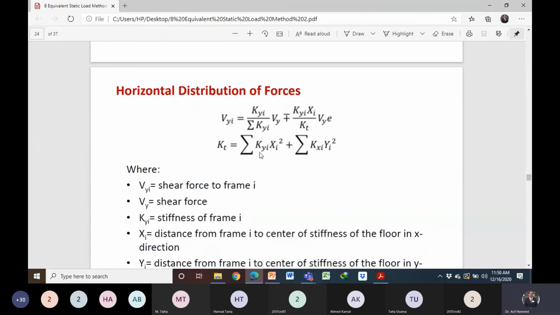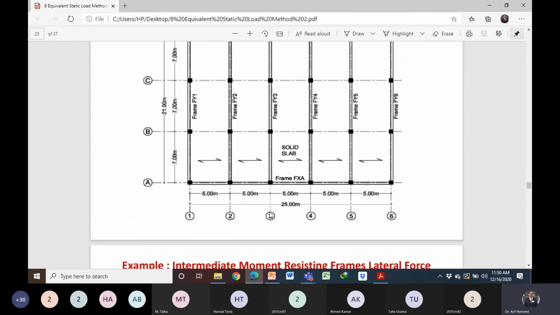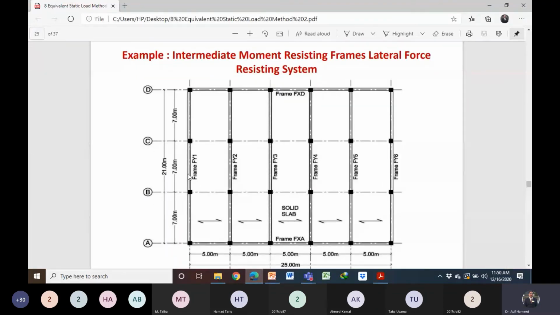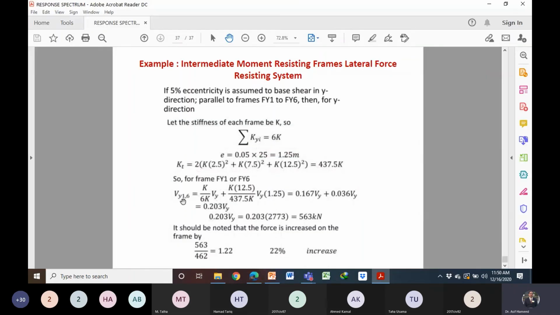This is the summation of the product of the stiffness of each frame and the square of the distance from the center of the floor to the frame. Once we have the value of KT, then we can put it in the formula. We have to calculate the base shear in this frame and in this frame. For the other frames, you can calculate yourself. So we are going to calculate the base shear only in frame 1 and the last frame, frame 6, which are at the ends, when the earthquake is at 5% eccentricity.